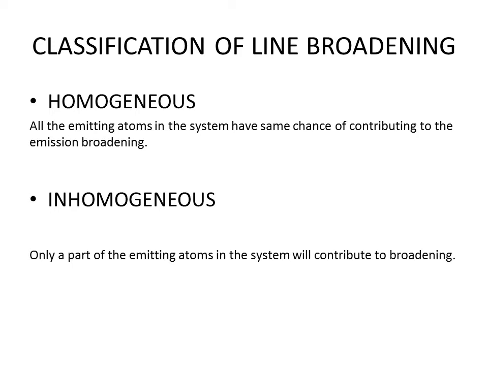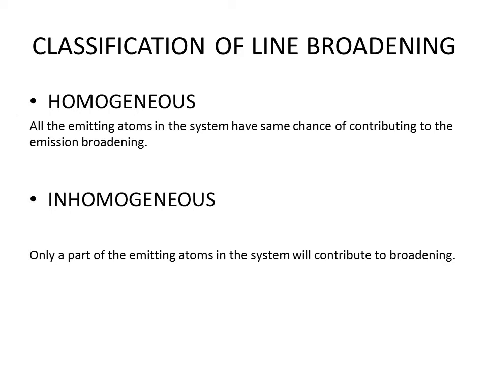The classification of line broadening: it is broadly classified into homogeneous broadening and inhomogeneous broadening. We know that the emission is due to de-excitation of atoms from the upper level to the lower level. So emission is actually the result of the energy output due to the transition of an atom from the upper level to the lower level.